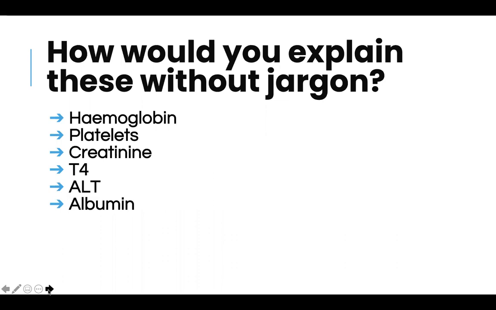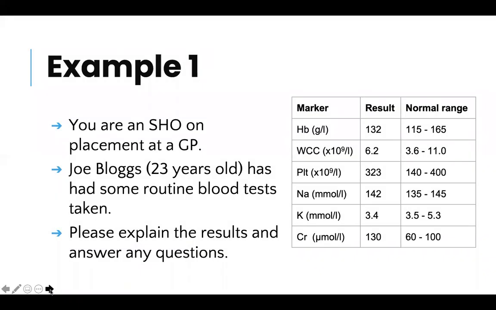What the examiner might also ask you to do is to explain certain definitions. What is hemoglobin? Or the patient might even ask you to explain what hemoglobin is, what your platelets are, creatinine, the T4, ALT, albumin. All of these things you could be asked in your OSCE. I'm happy to go through these, or we can just go on to the examples. I think the examples would probably be more beneficial.